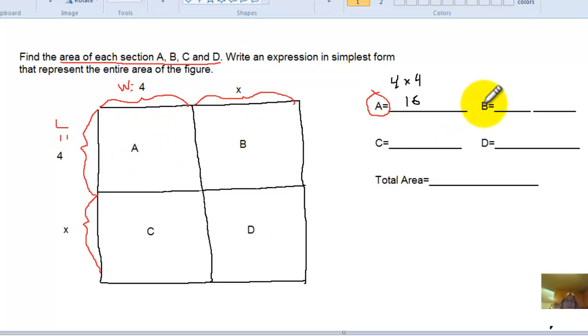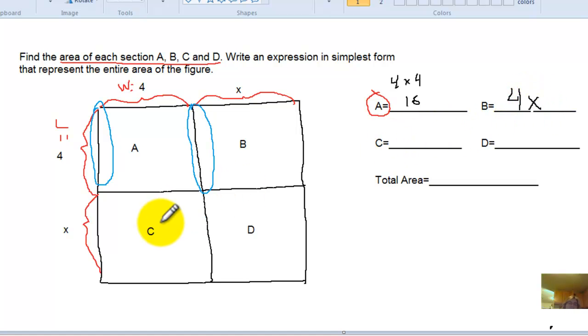The area of B is going to be this length, X, times this length. Let's use another color. This length, which is the same as this length. So that's 4. 4 times the X is the area of section B. So 4X.